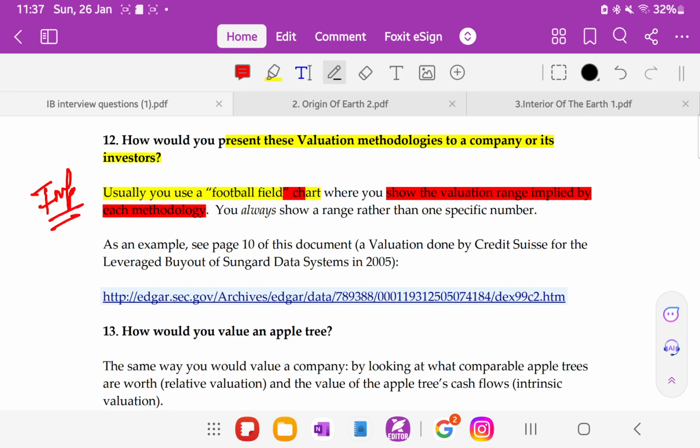Now, after the valuation methodologies, how do you present them to investors? Usually we use the football field chart that shows the valuation range implied by each methodology. You always show the range rather than one specific number, as an example, like the 10 pages of the documents, and this valuation done by Credit Suisse for the leveraged buyout.